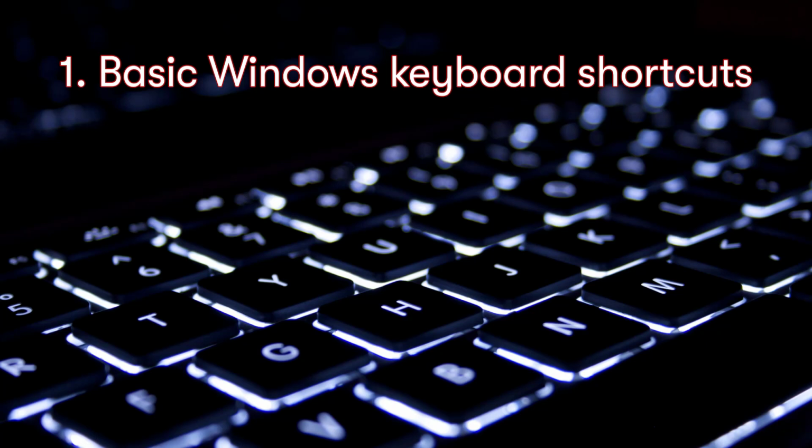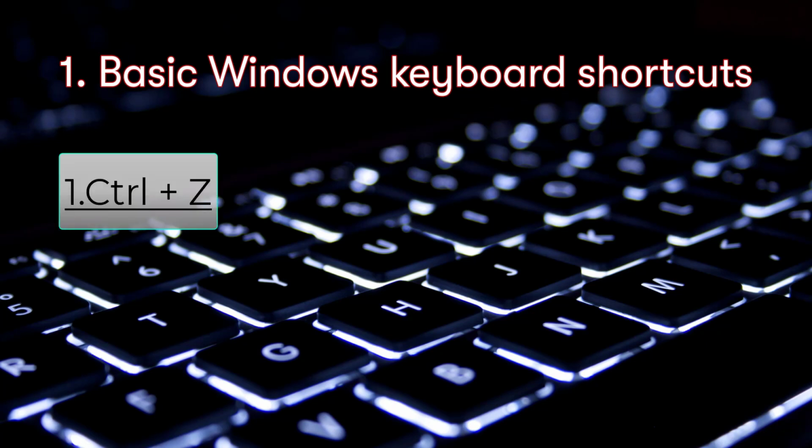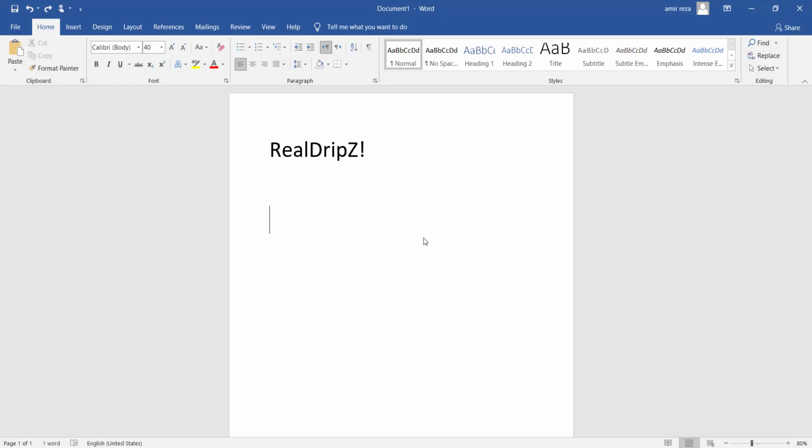First one is Ctrl Z. No matter what program you're running, Ctrl Z will roll back your last action, whether you've just written an entire paragraph in Microsoft Word or deleted a file you didn't mean to. Okay, now we are in Microsoft Word and I'm just gonna write some test text. For example, this is our test text, and here I just have to press Ctrl Z and it will delete the written text.